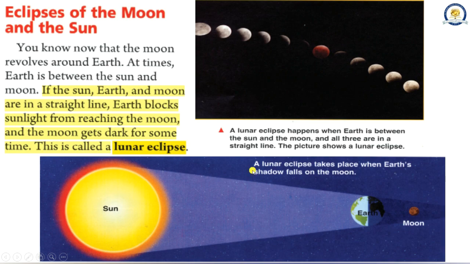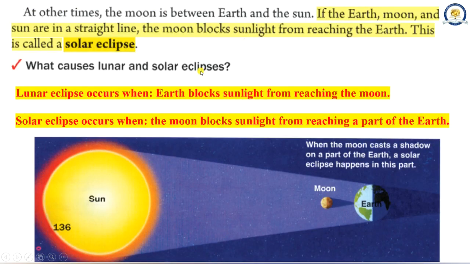A lunar eclipse takes place when Earth's shadow falls on the moon. A lunar eclipse happens when Earth is between the sun and the moon, and all three are in a straight line. The picture shows a lunar eclipse. At other times, the moon is between Earth and the sun. If the Earth, moon, and sun are in a straight line, the moon blocks sunlight from reaching the Earth. This is called a solar eclipse.